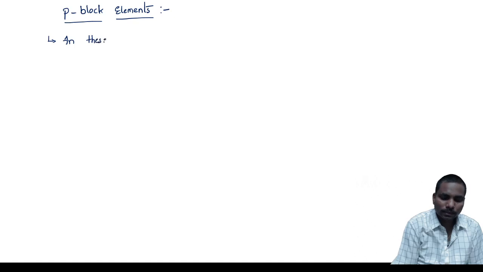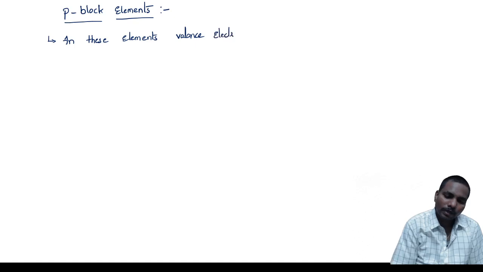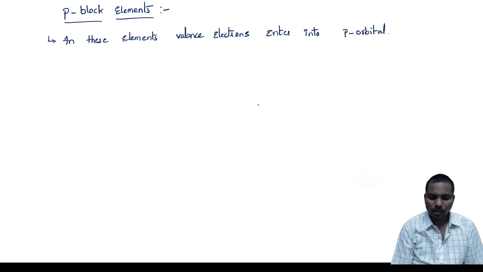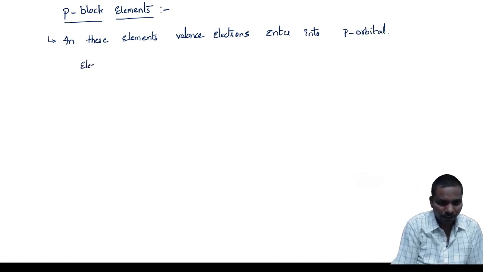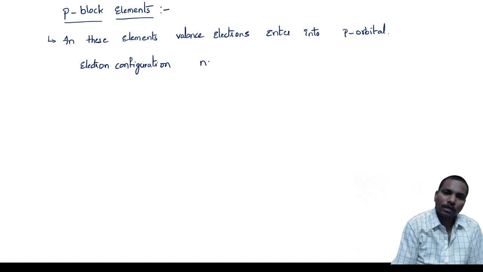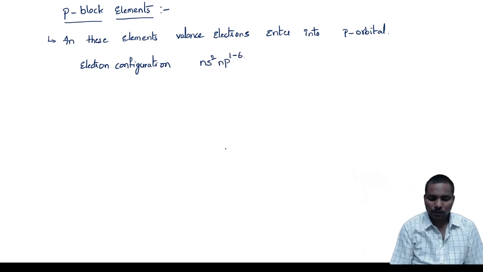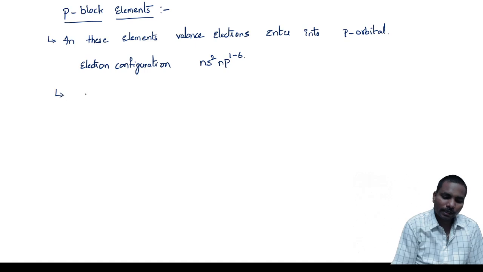In these elements, valency electrons enter into the p orbital. So the electron configuration is in the order of ns2 np, from 1 to 6. Let us take an example, then you will get an idea.